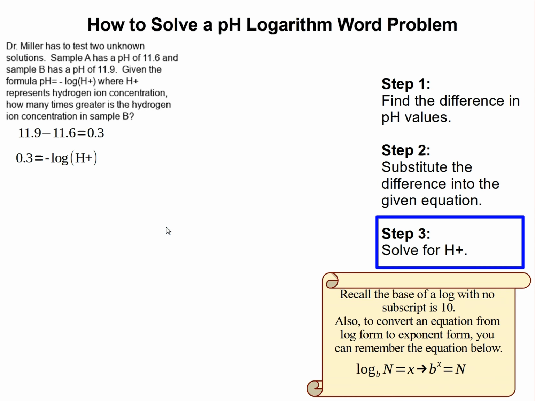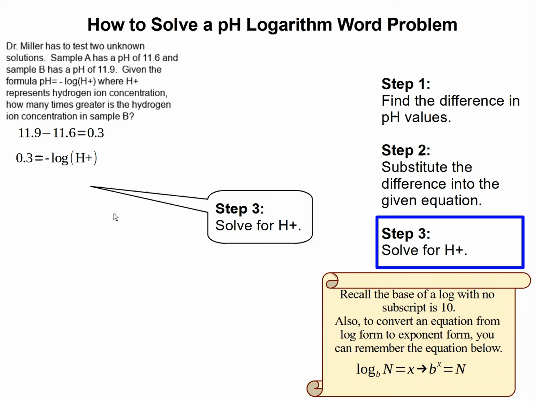Okay, so if this is hard for you to solve, what I suggest to my students is to rearrange it and put it into exponent form like this. And so we've got this handy dandy scroll down here. Recall the base of a log with no subscript. In this case, the subscript is here, but since there's no subscript, that means it's 10.